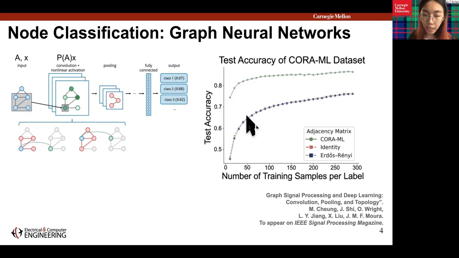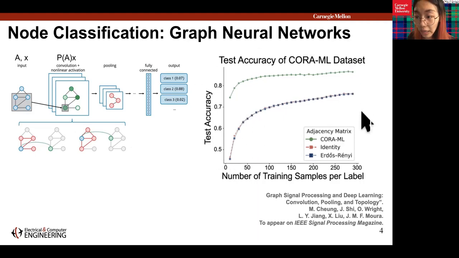This makes sense because if we use the identity matrix, then P of AX is just a scaled version of the original X, which is not doing much. And if we use a random graph, then P of AX is aggregating the information of random nodes, and that's not adding a lot of information here. So our research question motivated by this figure is: given a node classification data set, how can we evaluate its difficulty without training and testing?